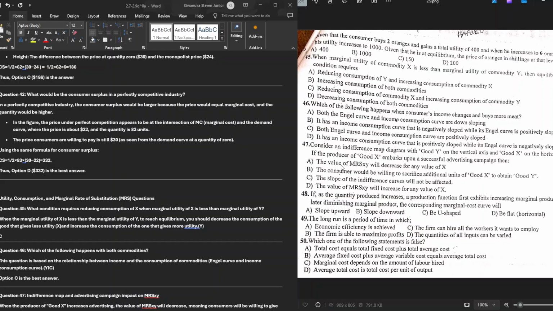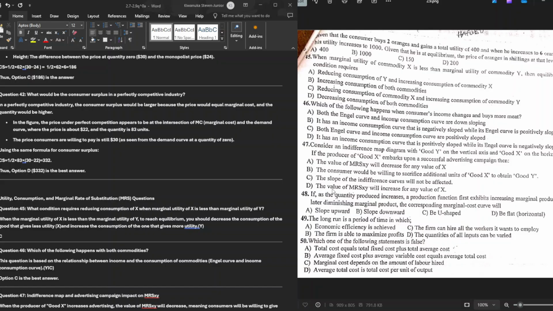So look through our objectives. The marginal rate of substitution will decrease for any value of X. Is the consumer willing to sacrifice additional values of good X to obtain Y? This is false and this is false, so we are left with C, using the elimination method. The slope of the indifference curve will not be affected. C is also false.